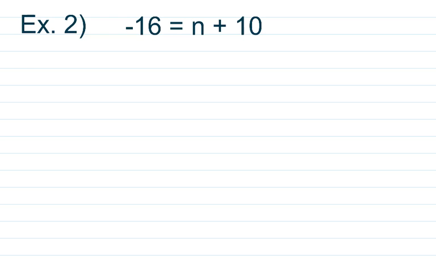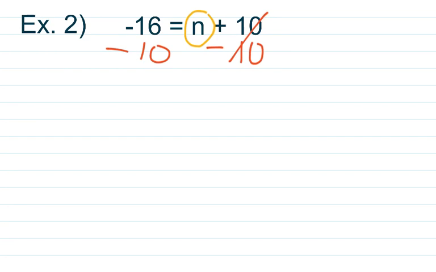Take a look at example 2. Step 1, find the variable. Well, in this case, it's n. What is happening to the variable? Well, it's being added by 10. So we need to get rid of that by undoing it, using the inverse operation. So we must subtract 10. And the purpose of that is to get rid of it. But remember step 3, whatever we do on one side, we must do to the other side.